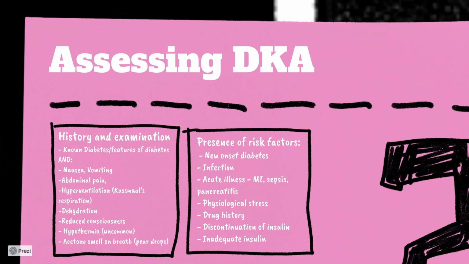When assessing the patient, look for any presence of risk factors, such as new onset diabetes, infection, or acute illnesses such as MI or pancreatitis, which are common precipitators of DKA, or any physiological stress. And also take a drug history to check for any discontinuation of insulin, either intentional or unintentional, inadequate insulin, or use of drugs such as SGLT2 inhibitors, which are more prone to cause DKA.